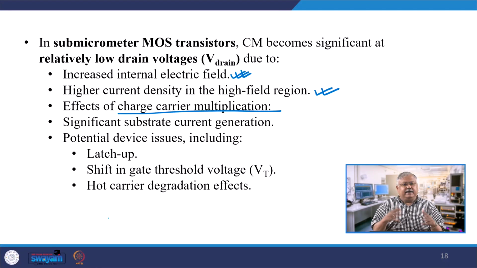So, the potential device issues which you will face, primarily because of the carrier multiplication, are latch up, and latch up is primarily a phenomenon where a huge number of carriers suddenly flare up. The currents become so large that there is something known as a breakdown, and therefore the device functioning does not take place. Similarly, there is also a change in the threshold voltage, and that is quite critical when you work with submicron devices, especially at cryogenic temperatures. You also have the problem of hot carrier degradation effects.